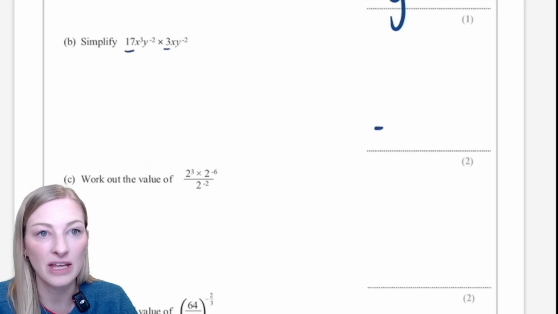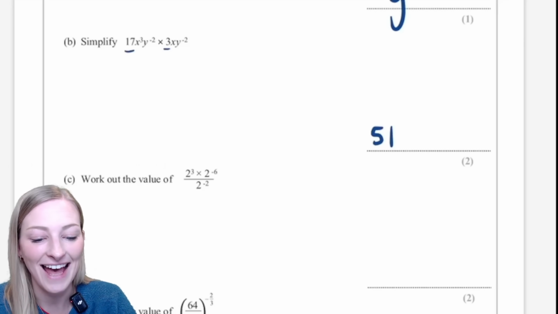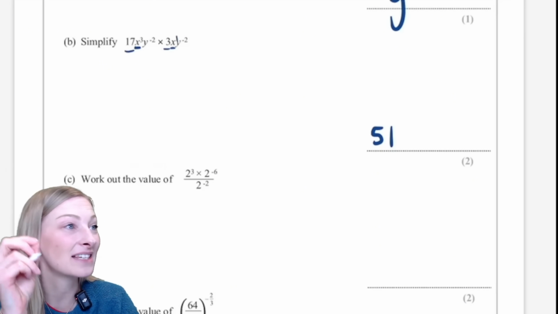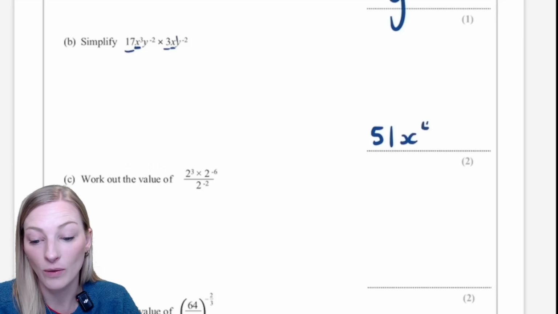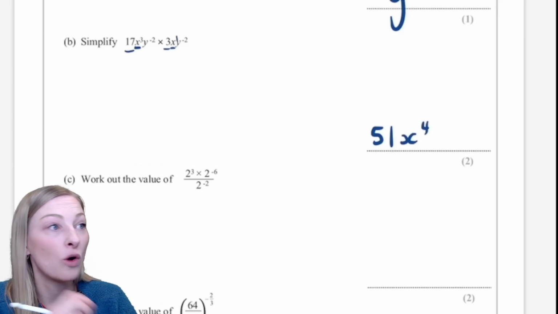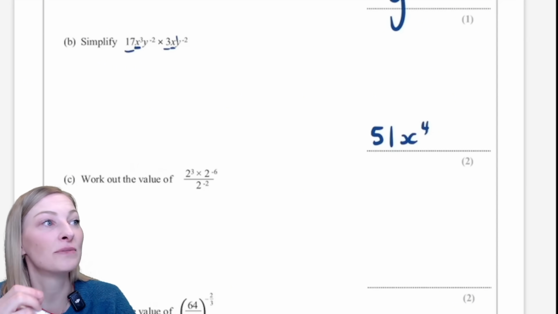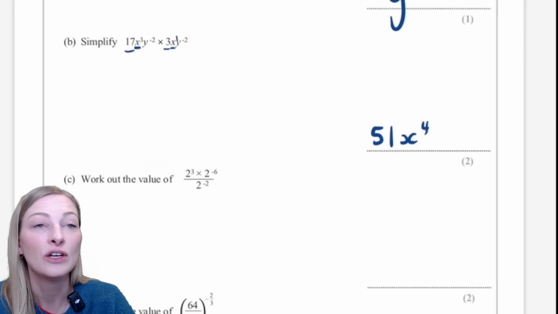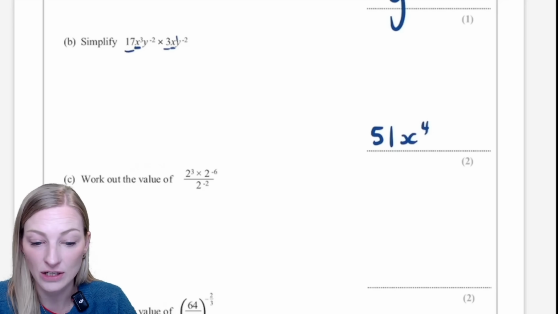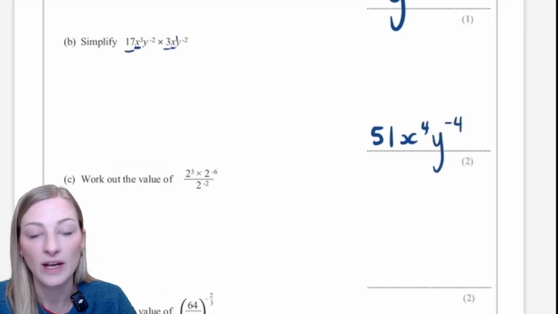I feel like that's been a theme of this paper so far. X cubed times another x, that's the same as having x to the power of 1. X cubed multiplied by x is x to the power of 4. And then we've got y to the power of minus 2 times y to the power of minus 2. And when we times, we add the powers. We've just seen that. So minus 2 add minus 2 is minus 4. Adding a negative is going to subtract. So y to the power of minus 4 is your answer there.